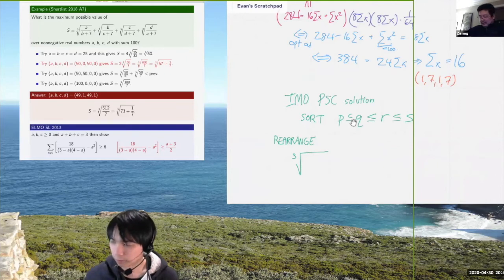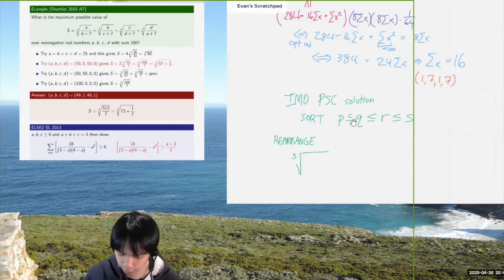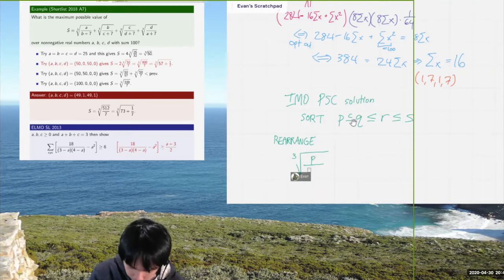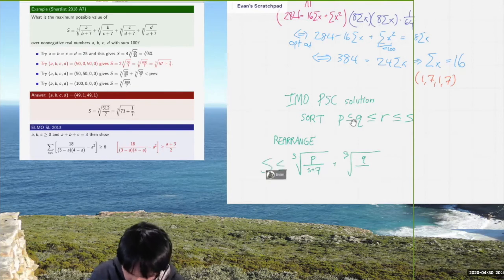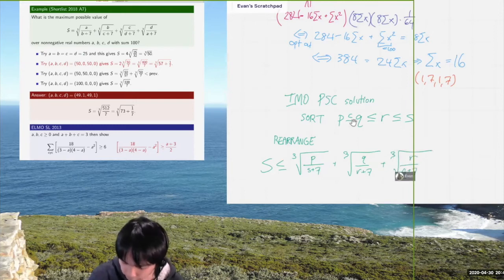Yeah. So I'm going to sort them, and by the rearrangement inequality, you get p over s plus 7 plus cube root q over s is less than or equal to this. And you might be a little worried initially because you're like, wait, I thought this inequality was cyclic. Like, how come you can do this?